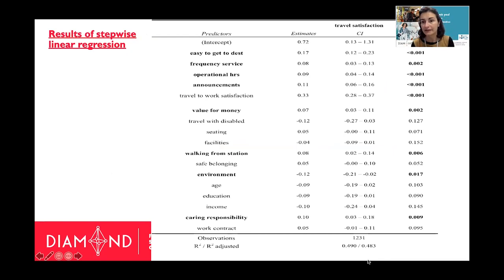We also ran stepwise linear regression analysis to identify characteristics that are significant in determining and predicting the level of satisfaction. And we found that, obviously, ease of getting to the destination, frequency of service, operational hours, and information provision, real-time information provision like announcements, were significant factors, as well as walking from the station to the destination, value for money, and the environment, which means rural or suburban, and caring responsibility. So the fact that people with caring responsibility had this added difference in the prediction of satisfaction.